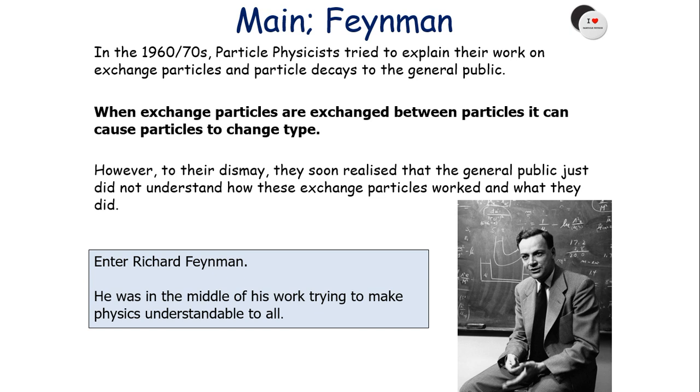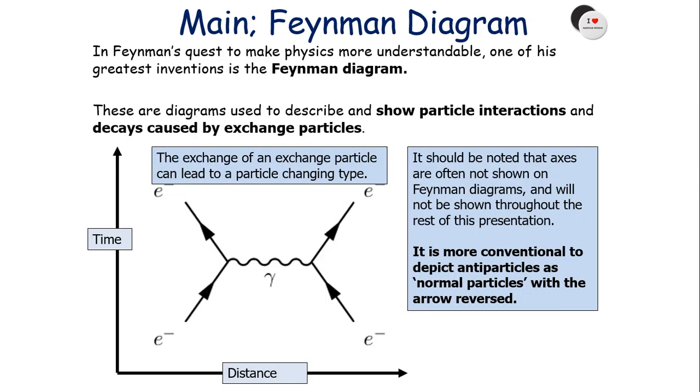Now, in the 1960s and 1970s, when physicists were trying to explain their work on exchange particles to the general public, they realized to their great dismay that the general public didn't understand this concept of exchange particles. So enter Richard Feynman, who tried to make physics understandable to all. To make physics more understandable, he came up with one of his greatest inventions, the Feynman diagram. These are diagrams used to describe and show particle interactions and decays produced by exchange particles.